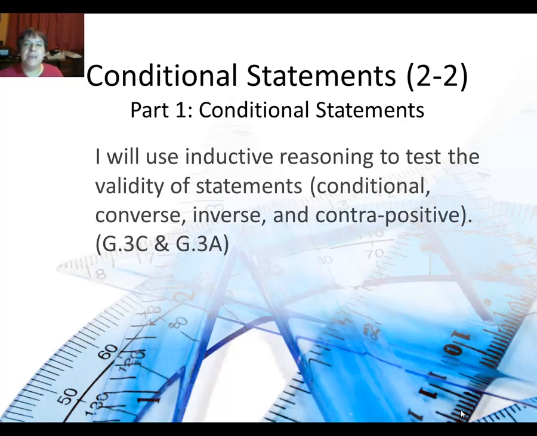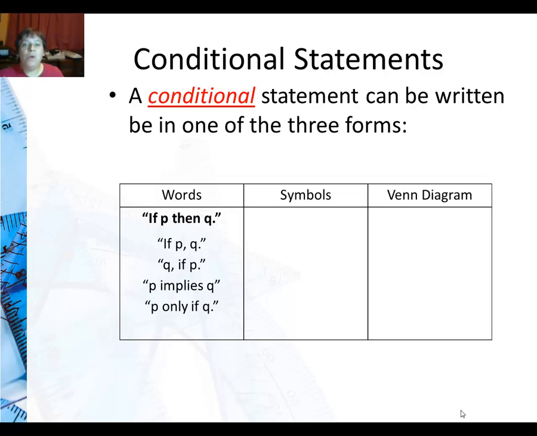So, looking at if-then statements. Well, a conditional statement can be written in one of three forms. It can be if something, then something else. Or you can say if this, and you can leave the word then off. If they have eggs, get a dozen. You don't even have to say the then. You can say get a dozen if they have eggs. If they have eggs, that implies you will get a dozen. Or get a dozen only if they have eggs.